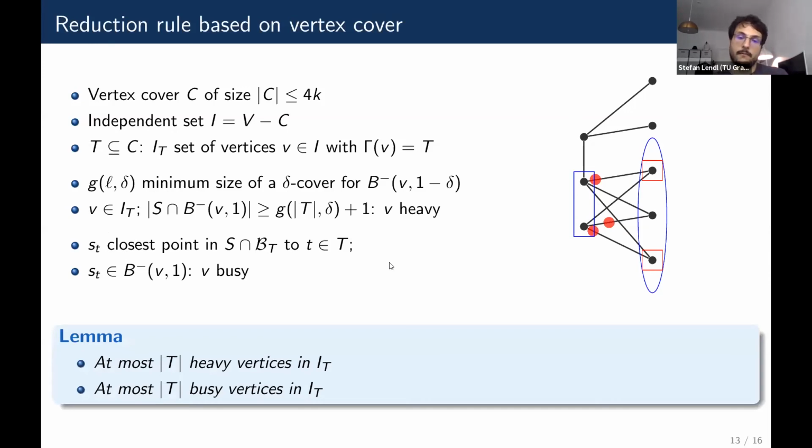And now we can observe that there can be at most size of T many busy vertices in I of T and size of T many heavy vertices in I of T, if S is an optimal delta cover.